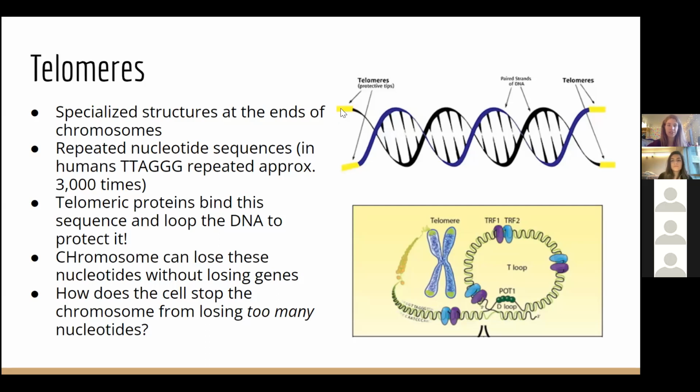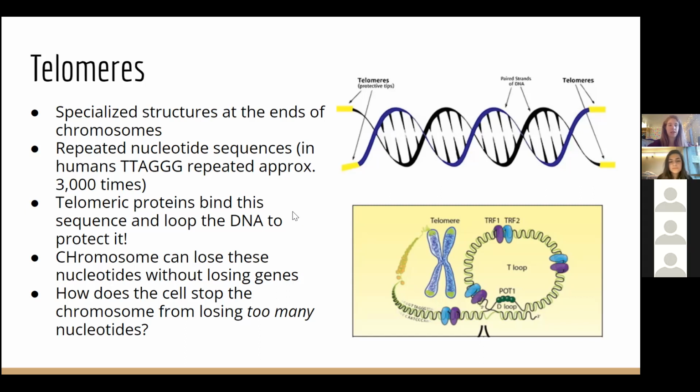So here's the protective tips over here in this picture you can see. So they're at the end of the DNA. And what is special about these telomeres is that they're repeated nucleotide sequences. So it's over and over, and for an example, in humans, the repeated sequence is TTAGGG. And this is repeated about 3,000 times. So it's not like once or twice, 3,000 times the TTAGGG is repeated.